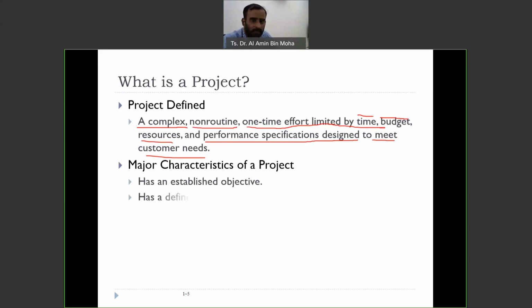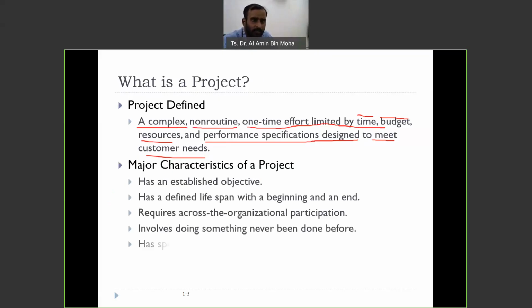So what are the major characteristics of a project? Basically this chapter you can just read on your own. We just go through quickly, and please go through the slides and have a good understanding of each element in the slides. So what are the characteristics of projects? Basically it has an established objective. You have your specific established objective. You know clearly what you need to do. And it has a defined lifespan with a beginning and end. So you know when it's going to start, when it's going to finish, or when you need to submit.